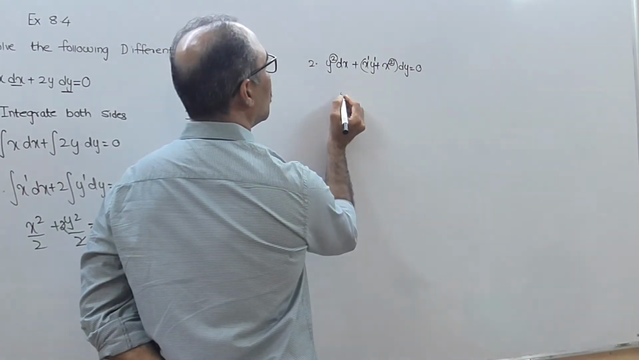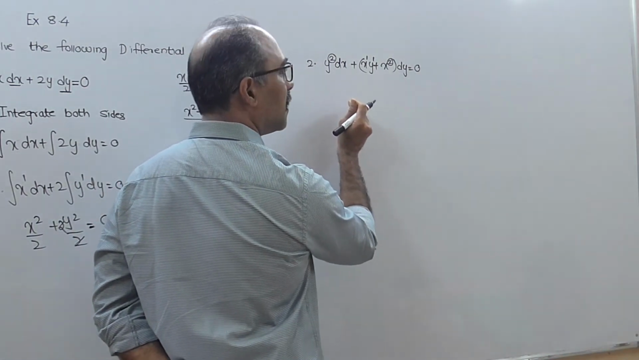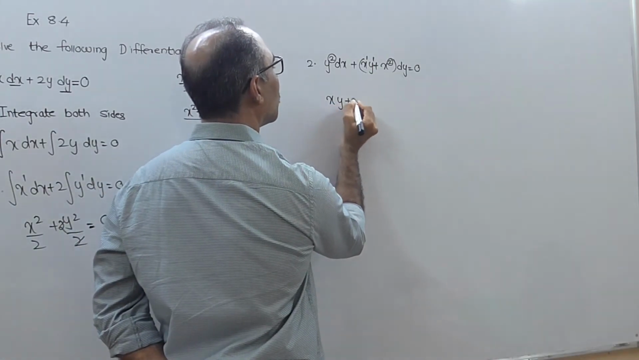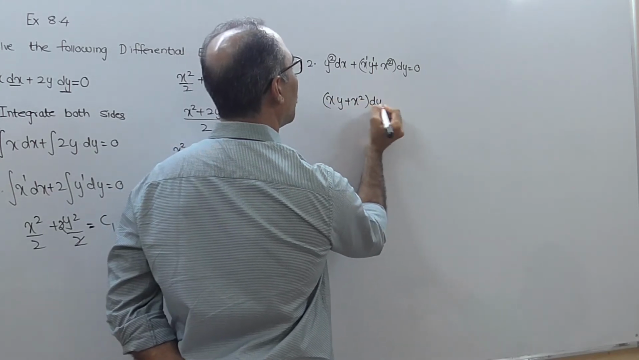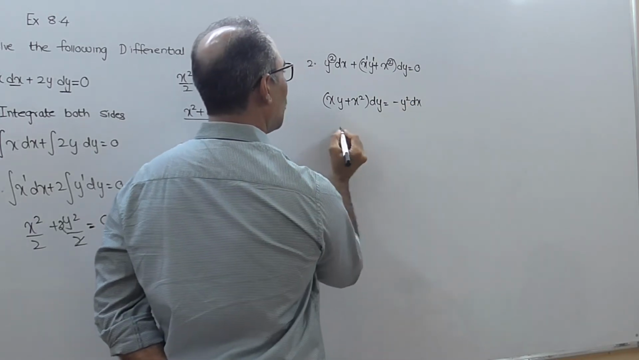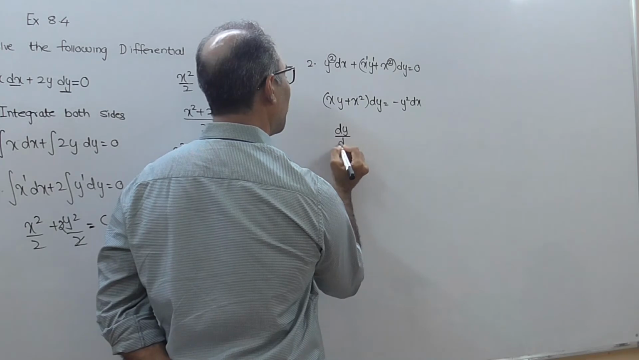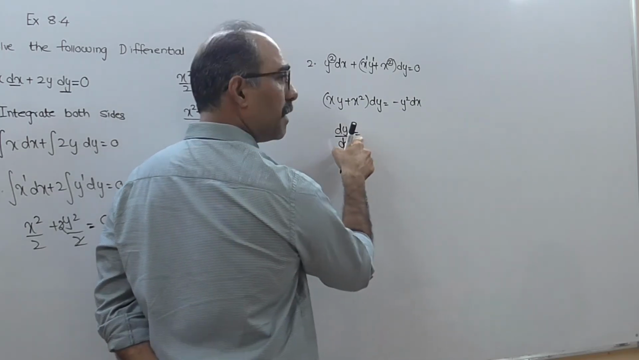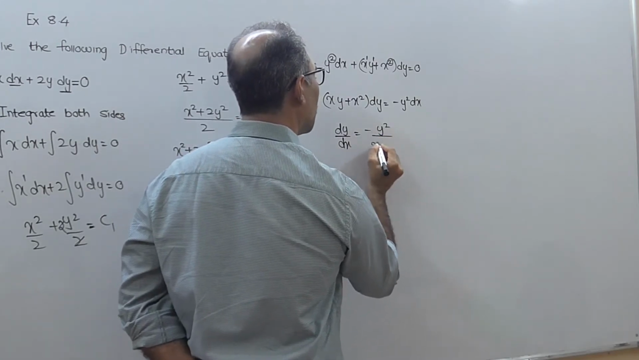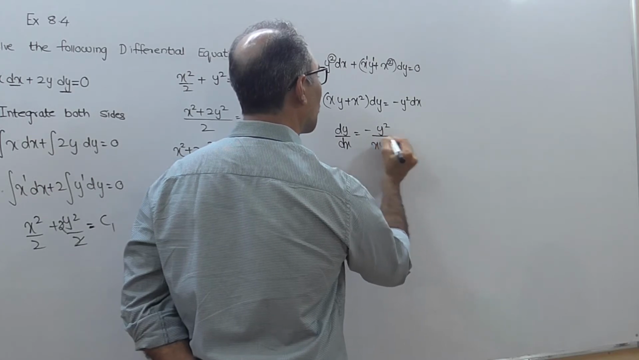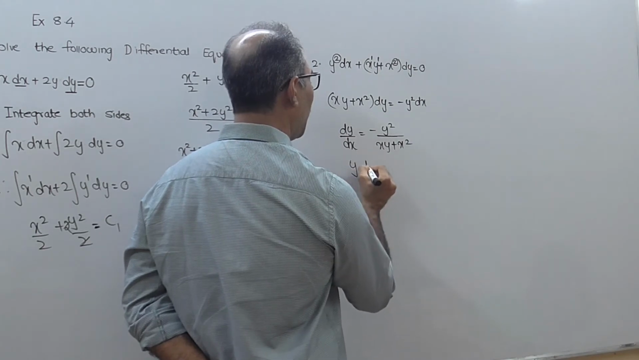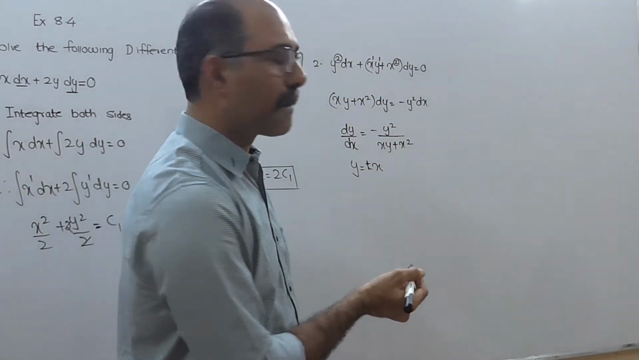What you do is, you try to find the value for dy by dx. So I'll write this as xy plus x square multiplied by dy. Can I say this is equal to minus y square in dx? Now you try to find the value for dy by dx, meaning you take the dx to the denominator. So this becomes dy by dx equal to minus y square upon xy plus x square. Once you have done this, make an assumption that y equal to tx, or ux, you can take anything.